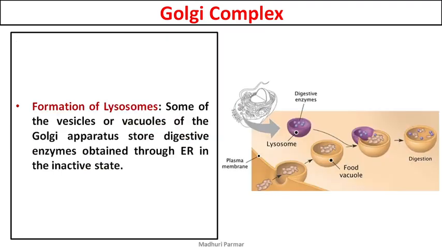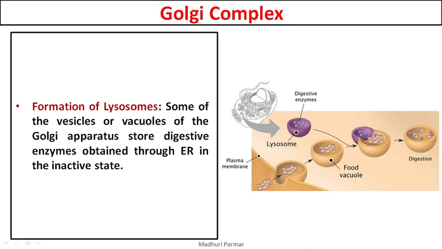And the last function, in the last part of today's lecture, is formation of lysosomes. We already discussed this in brief, but there are different digestive enzymes present inside the lysosome, and this lysosome is actually made, packaged and separated from Golgi apparatus. Some of the vesicles or vacuoles of Golgi apparatus store digestive enzymes obtained from endoplasmic reticulum, and such vesicles or vacuoles become lysosomes.